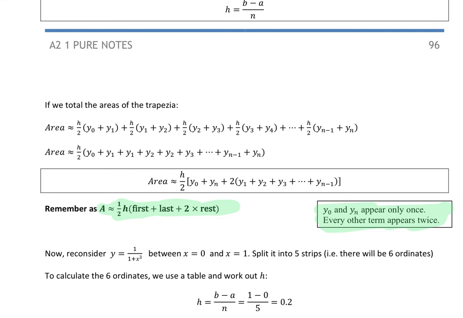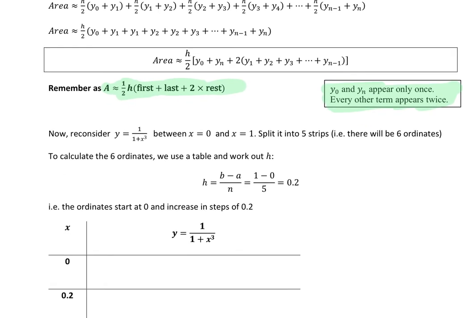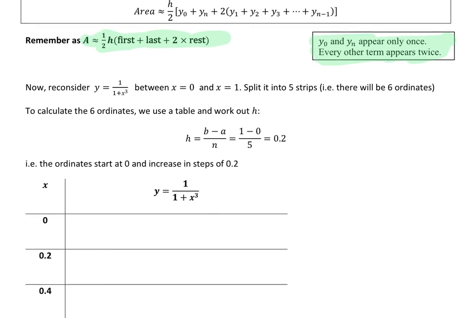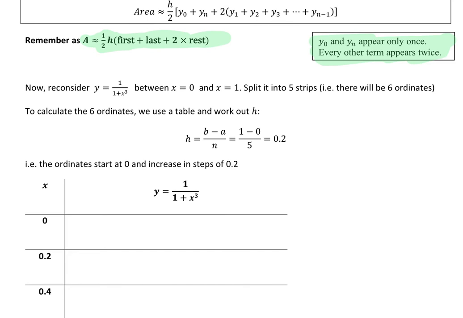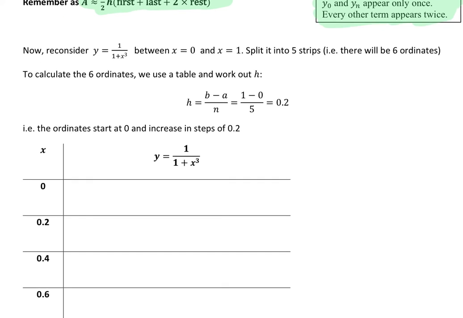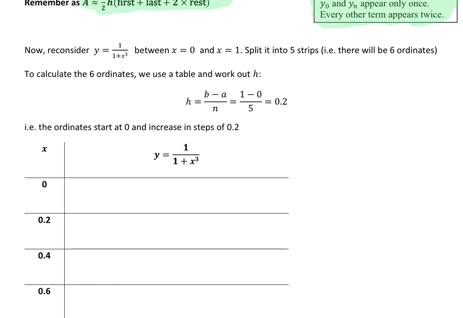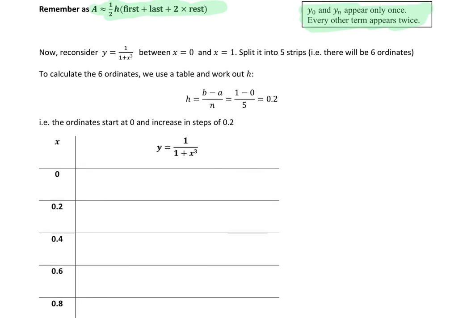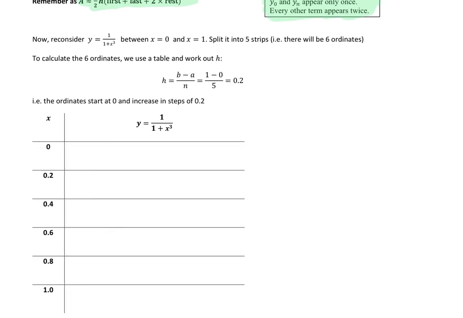Okay, we're going to go back to doing the first example we did, except we're going to do it properly. So we're going to do it now using a certain number of strips, which they will give you in the examination. It says, now consider y is equal to 1 over 1 plus x cubed between x equals 0 and x equals 1, and split it into 5 strips.